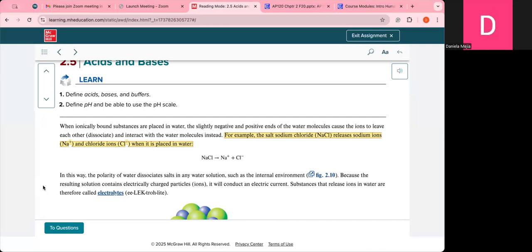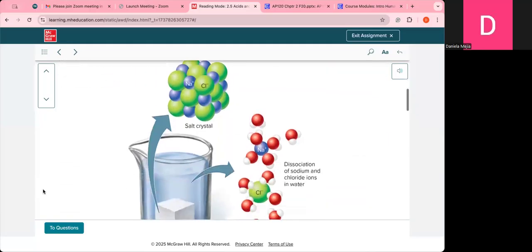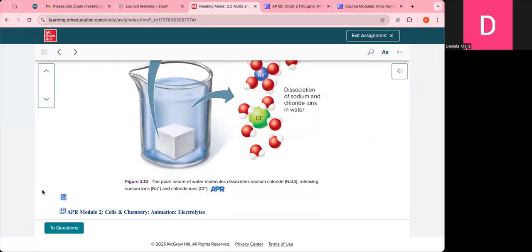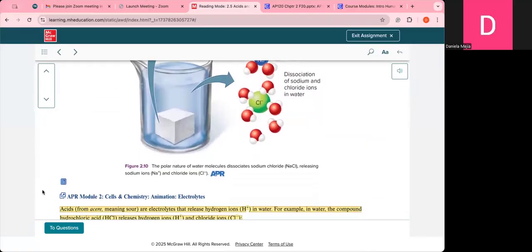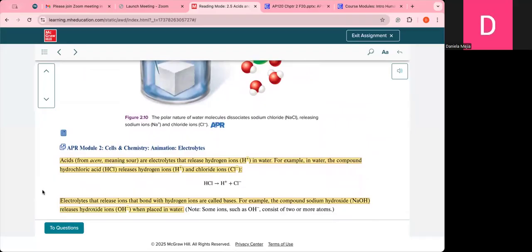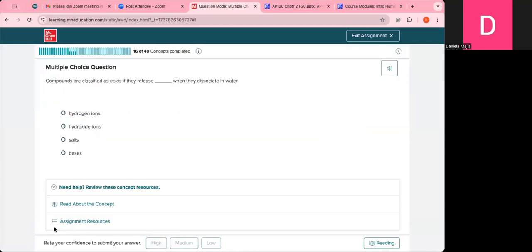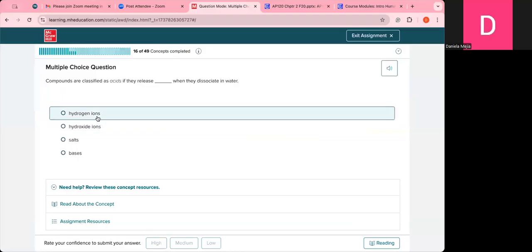scroll. This doesn't tell us about acids. This was the previous question. Acids are electrolytes that release hydrogen ions in water. So acids are electrolytes that release hydrogen ions in water. So hydrogen ions is what you want to use there. All right.